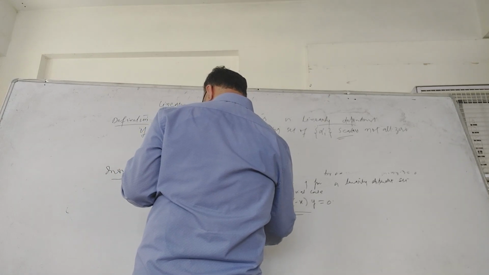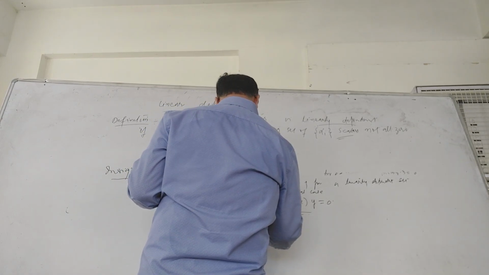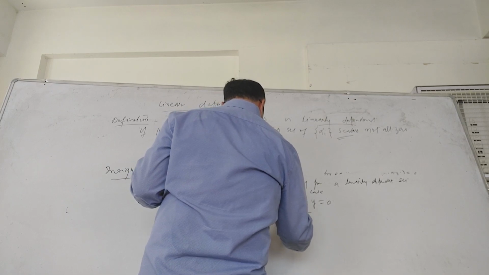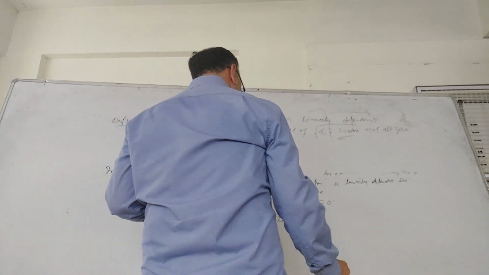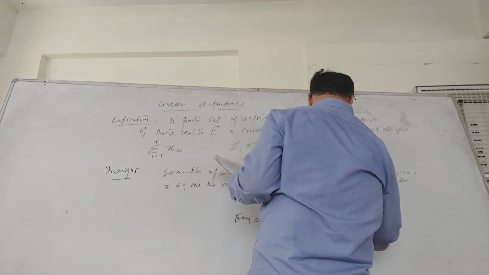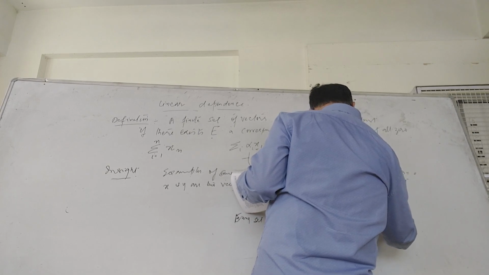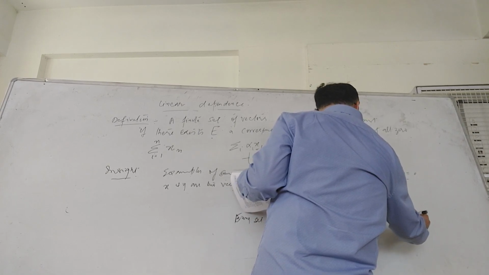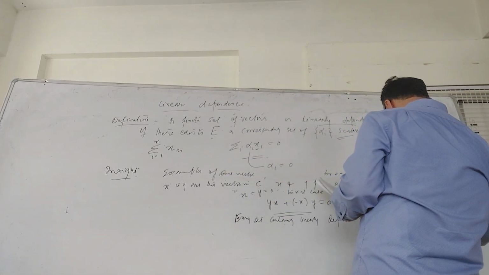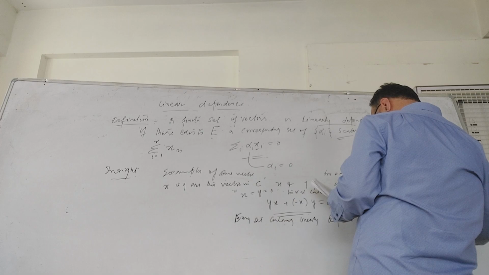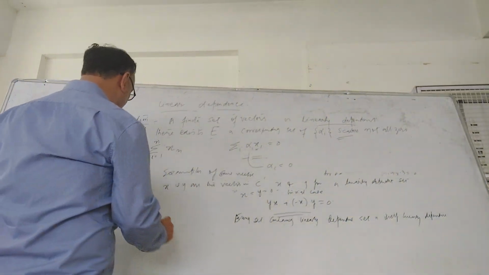is itself linearly dependent. So this is one example. Maybe this example will make it more clear.